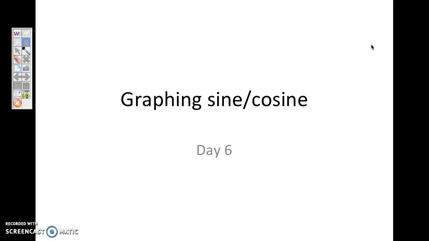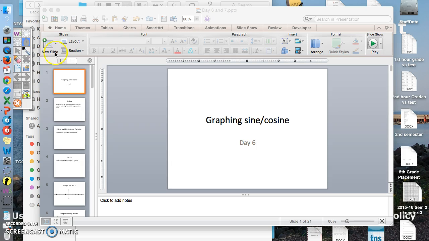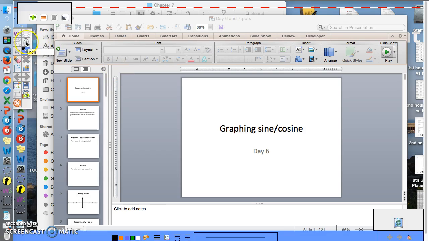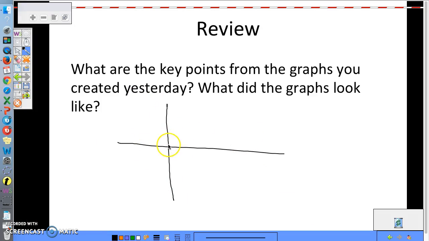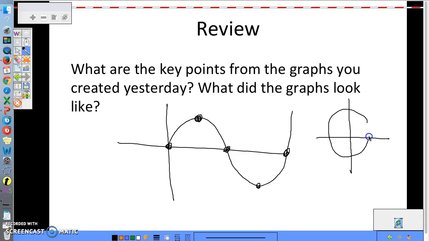Today we're going to build off of our spaghetti graphing from yesterday and take a look at graphing the sine and cosine. So yesterday, let's try that again. Yesterday our graphs had key points, whether it was sine or cosine. We had our midpoints, we had a low point, and we had a high point. And we know that these came, if we were looking at sine, from our unit circle. For example, our sine here, if we were to label these coordinates, is 0, 1, negative 1, 0.